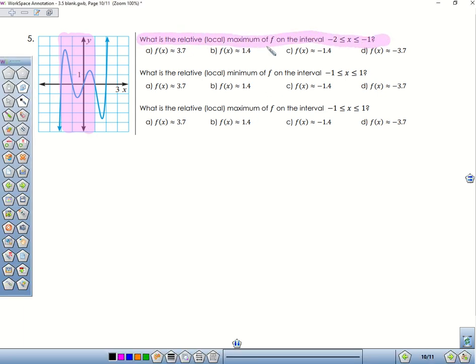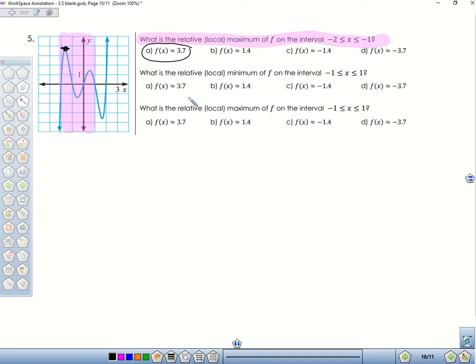So now we're going to look at what is the relative local maximum, okay? So on this interval, what's the highest that this function goes on the y here? Isn't it right here? You guys see how that's the highest that it goes in that interval? So when they ask you for what the max is, you go with the y coordinate, okay? So it looks like it's at 3.7, so the answer here should be A. Everybody see how I got A on that?